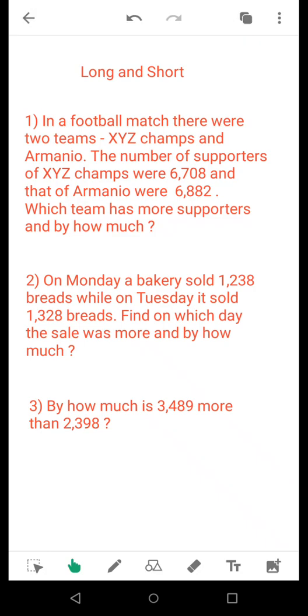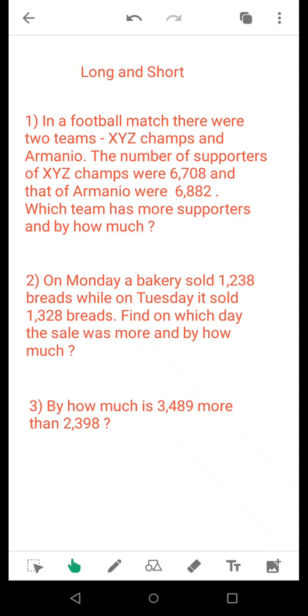First question. In a football match, there were two teams, XYZ Champs and Armanio. The number of supporters of XYZ Champs were 6,708 and that of Armanio were 6,882. Which team has more supporters and by how much?